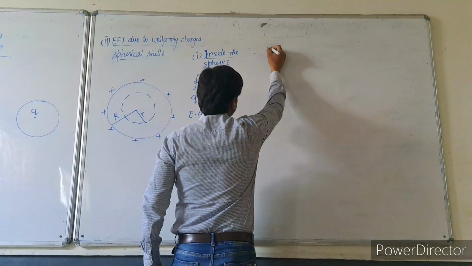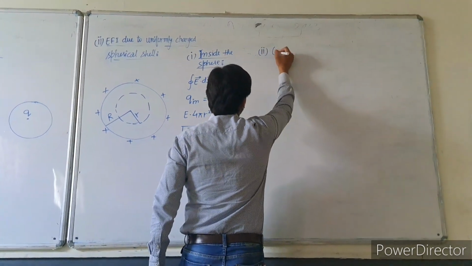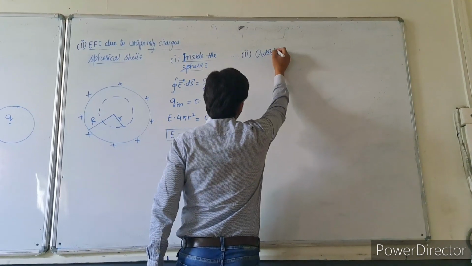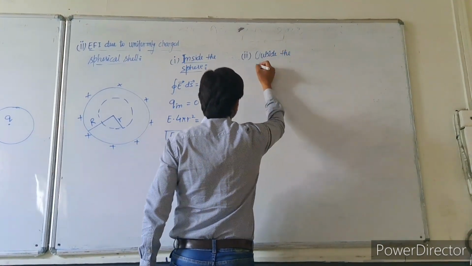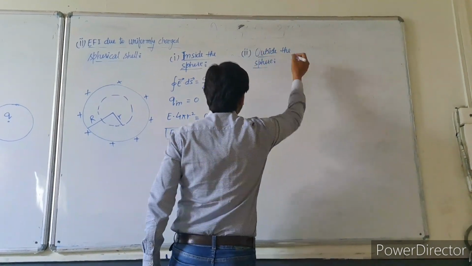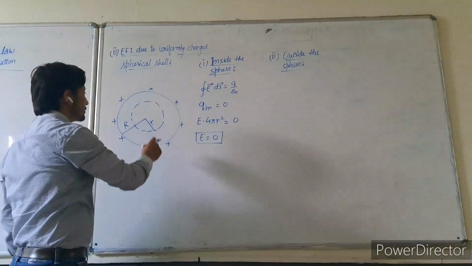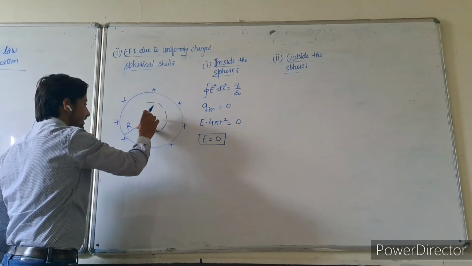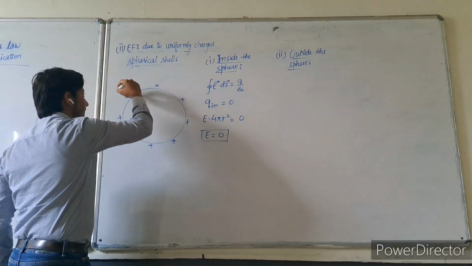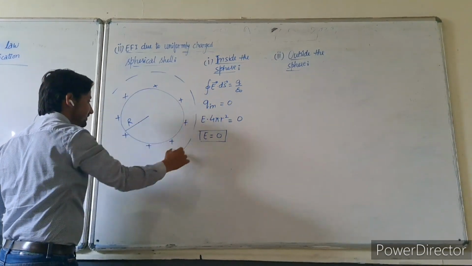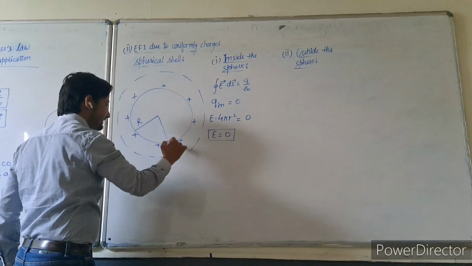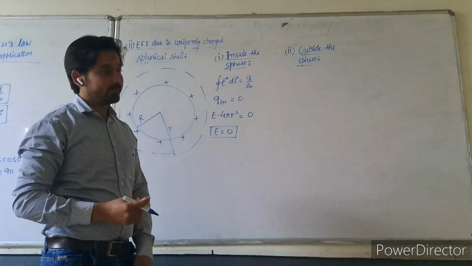Second region where we can find the electric field is outside the sphere or outside the shell. For outside the sphere, we have to draw this Gaussian surface outside this spherical shell. This is my spherical shell, and again let its radius be small r.